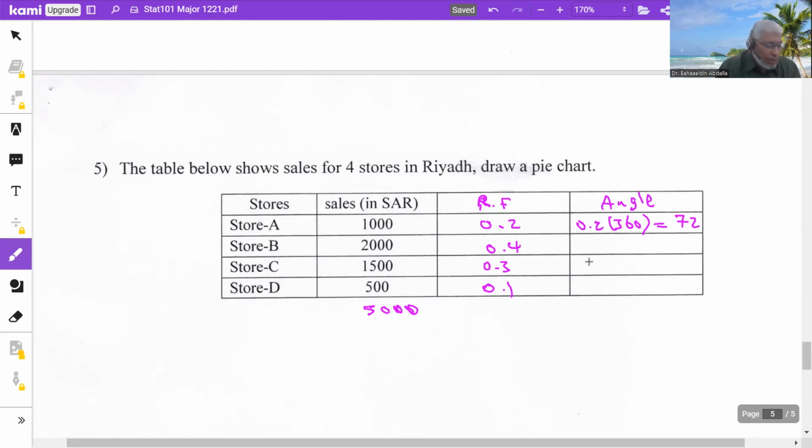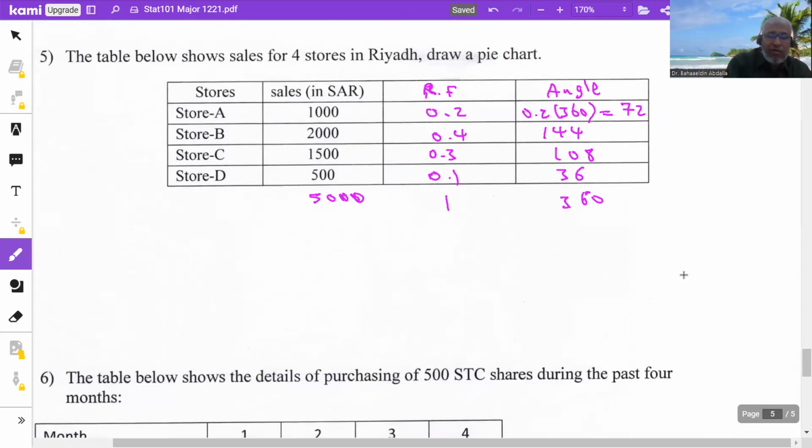So 0.4 times 360 would be 144. 0.3 would be 108. And 0.1 times 360 is just 36. If you add all of these, you get 1. If you add all of these angles, you get 360. You can put the percentage if you like. I'll put it on the graph.